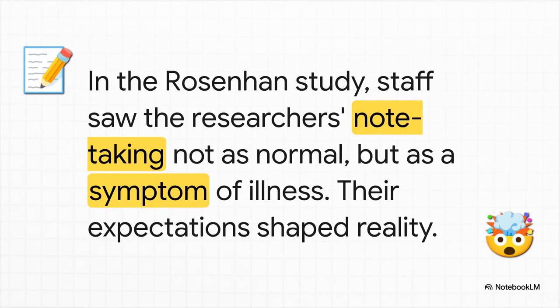Let's go right back to that psychiatric hospital study for a second. The researchers inside were constantly taking notes. Now, a staff member who was expecting to see signs of mental illness didn't see a researcher doing their job. They saw a patient's obsessive writing behavior. That is a perfect and kind of chilling example of observer bias out there in the real world.